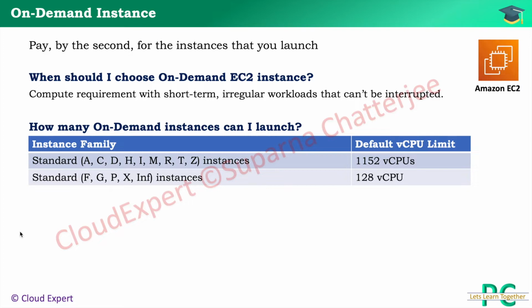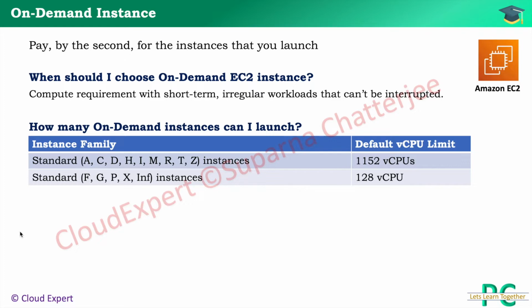Now if you see, for standard instance classes starting with A, C, D, H, I, M, R, T or Z, the default vCPU limit is 1152 vCPUs. If you are selecting an F, G, P, X type of instances, in that case your default limit will be 128 vCPUs.